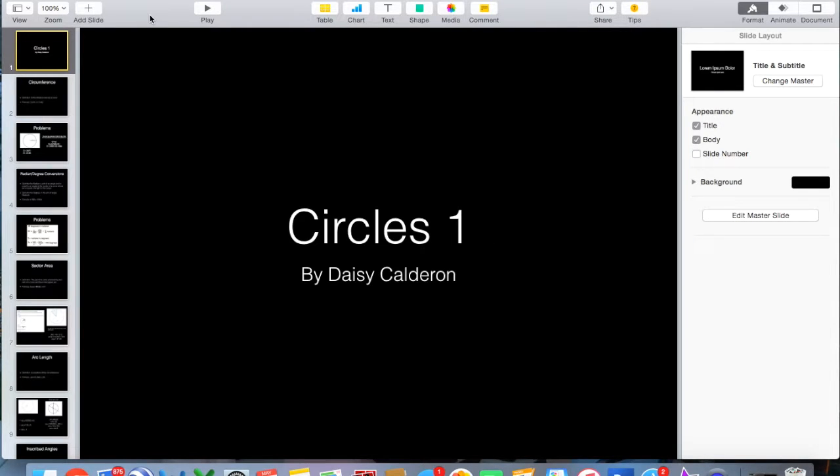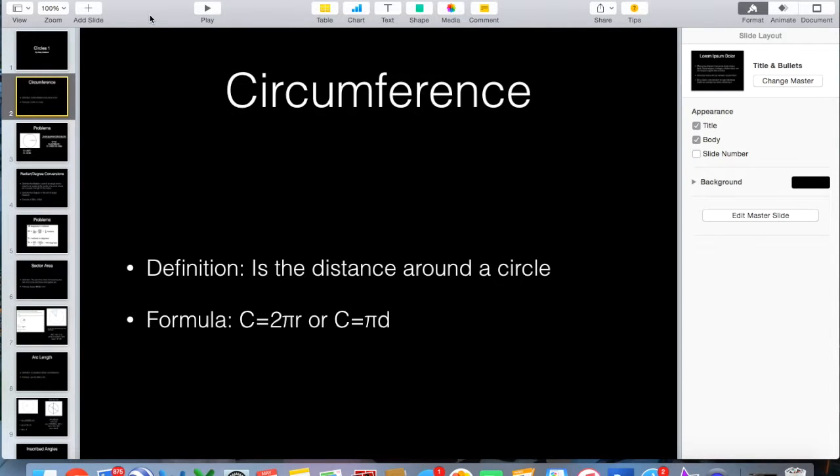Circles by Daisy Calderon. Circumference. So the definition of the circumference is the distance around a circle. So there are two formulas. The first one is circumference equals 2 pi times the radius. And the second one is circumference equals pi times diameter.